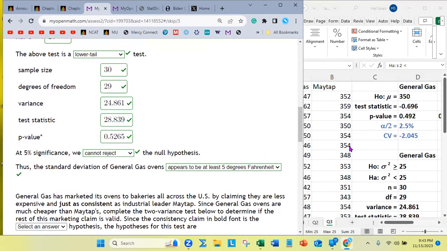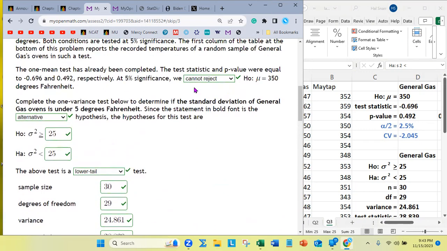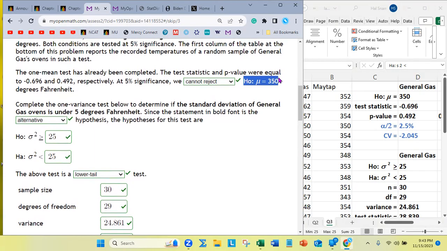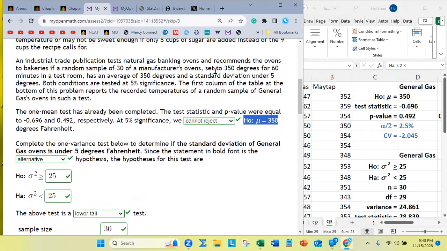Now, because we could not reject this, okay, so the trade magazine says what?